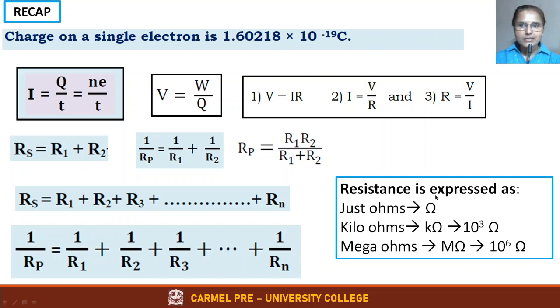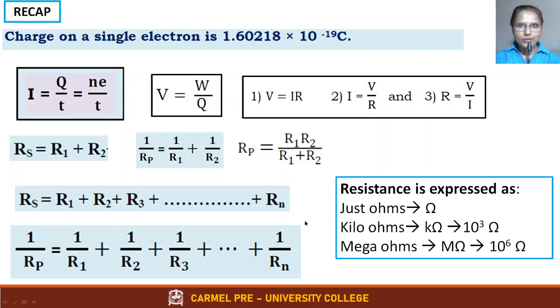Now resistance is always expressed in one of these forms: ohms, kilo ohms or mega ohms. Kilo ohm is 10 to the power of 3, or 1000 ohms. Mega ohm is 10 to the power of 6 ohms. For most of the problems we use ohms or kilo ohms. So I want you to remember all these. Today we are going to solve some problems also later.